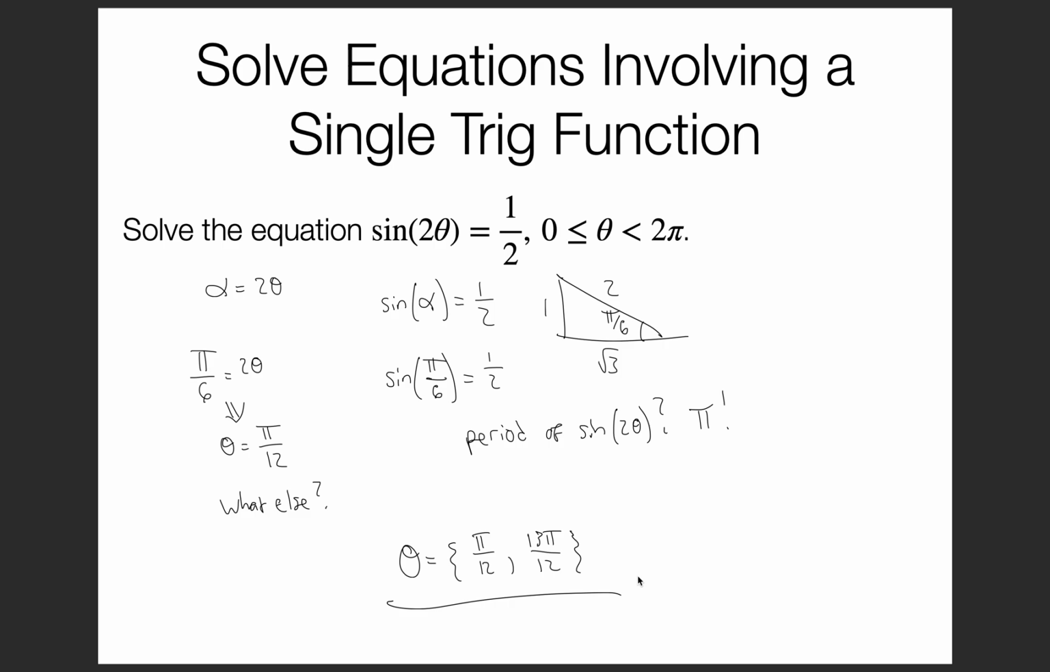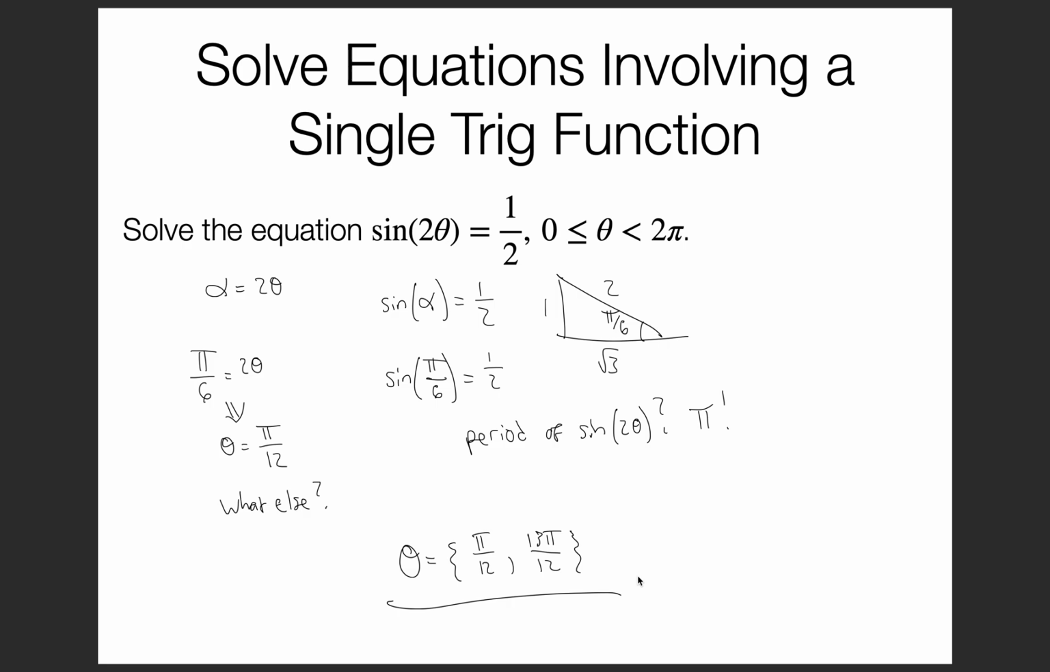Then I've got to think about what's the period of sine. Well, the period of sine is 2 pi, but we aren't looking for just the period of sine of theta. We're looking for the period of sine of 2 theta. And so what does that 2 do inside? Well, we talked about the amplitude and the period of a function and how numbers inside the sine change that. The 2 inside there speeds up the period by a factor of 2. And so it speeds it up, it goes twice as fast. So the period of sine of 2 theta is equal to pi.